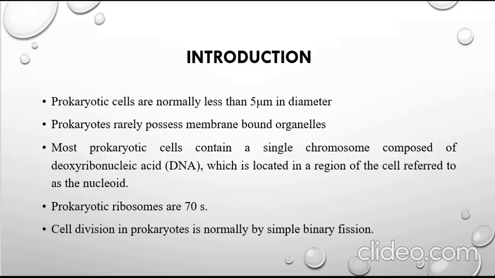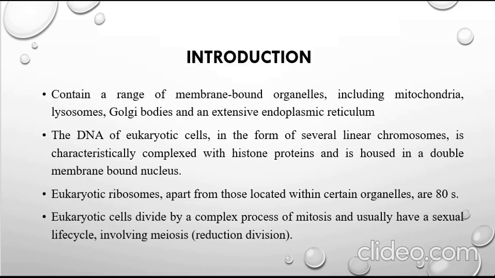Prokaryotic cells are normally less than 5 micrometers in diameter. Prokaryotes rarely possess membrane-bound organelles. Their organelles are free. Most prokaryotic cells contain a single chromosome composed of deoxyribonucleic acid, DNA, which is located in the region of the cell referred to as the nucleoid. The prokaryotic ribosomes are 70S. S is the Svedberg unit. Cell division in prokaryotes is normally by simple binary fission, so no sexual reproduction occurs in these cells.